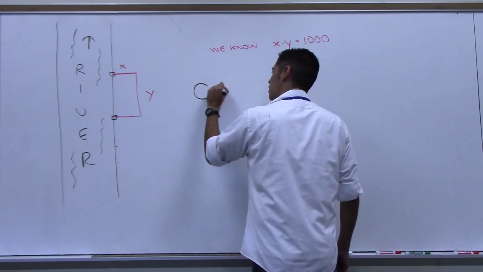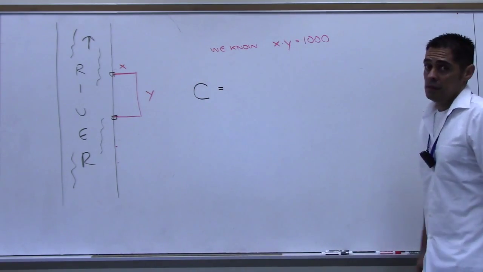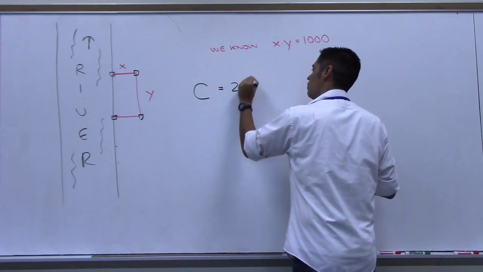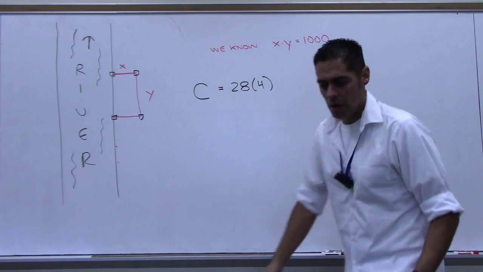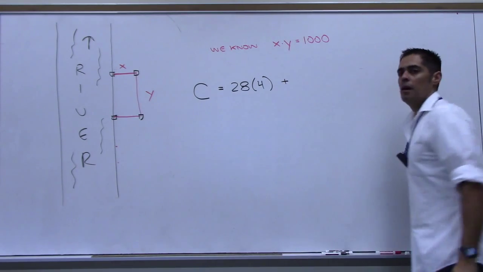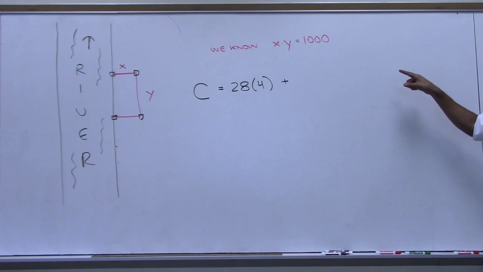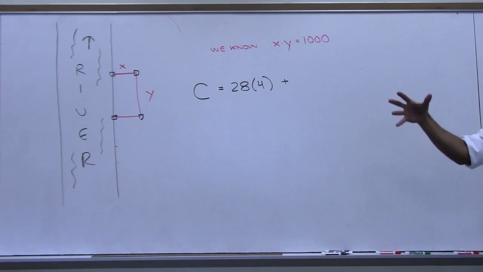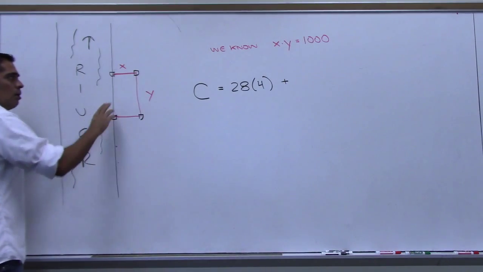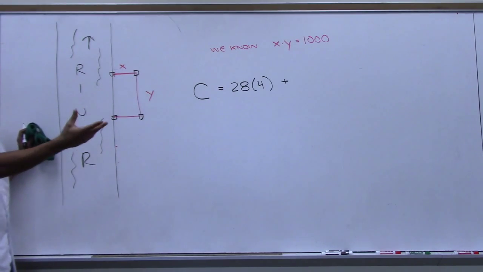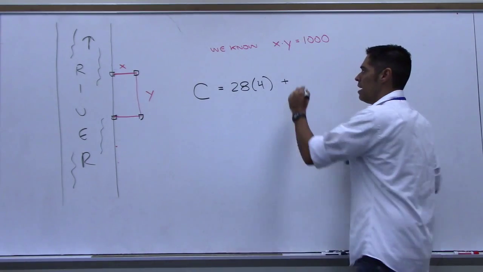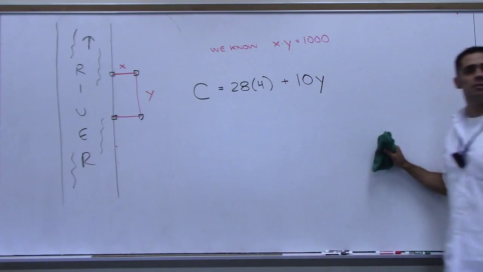Now, let's get the cost of building this thing. Is there any way we can get around the four corners? No, we have to have the four corners, so 28 times 4. Well, we know that that's 112, but I'll leave it as that. Plus 2x. Did we do the parallel first on the last one? Yeah. Let's do the parallel first, then we'll do the perpendicular. So how much fencing is going to be parallel to the river? How long is this? Y, right? And how much is it? $10 per linear foot. So this should be 10Y. Yes? 10Y.